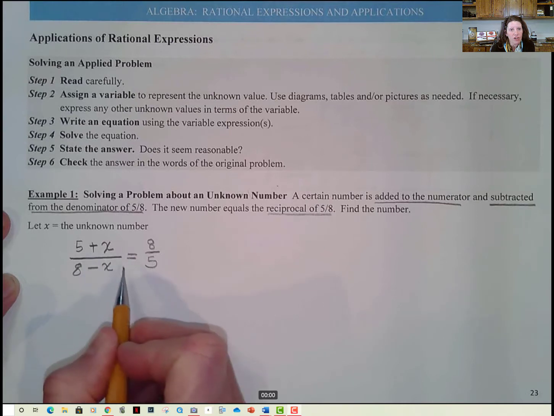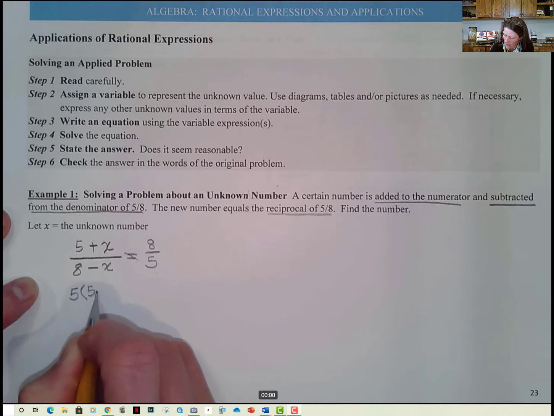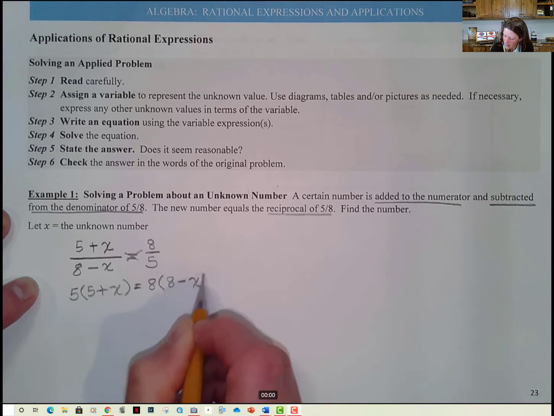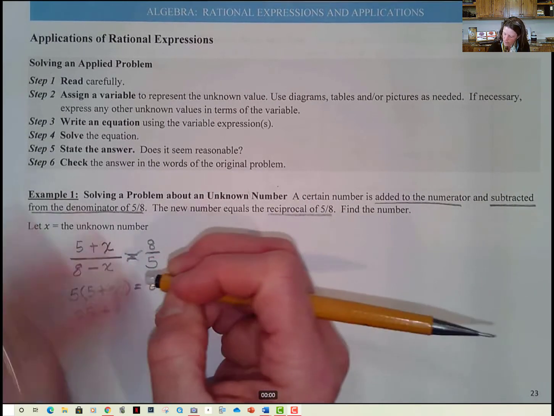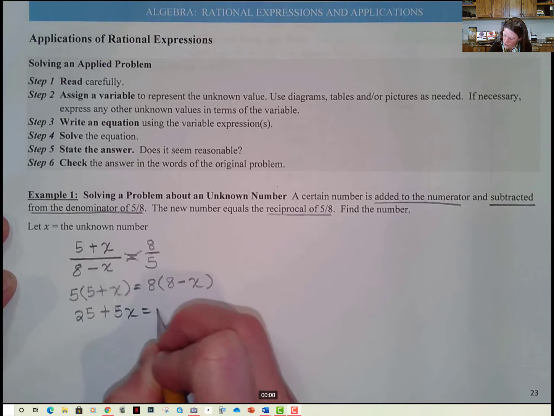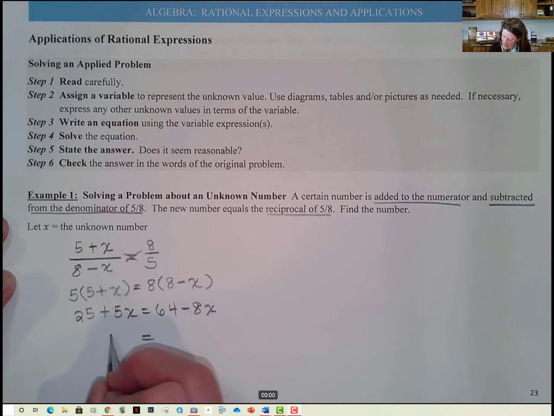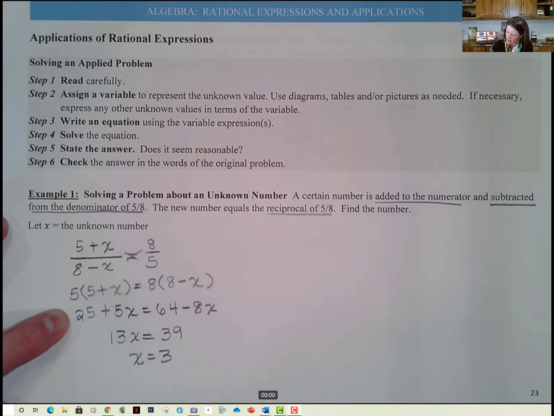This is a proportion, a fraction set equal to a fraction, so let's cross multiply. 5 times 5 plus x is equal to 8 times 8 minus x. Distributing, we have 25 plus 5x is equal to 64 minus 8x. Let's add 8x to each side and subtract 25. 64 minus 25 is 39. Divided by 13 is 3. x is equal to 3.